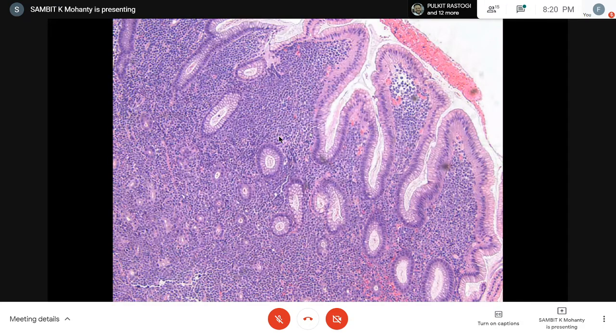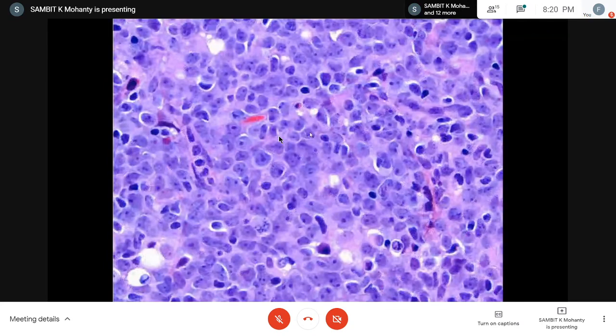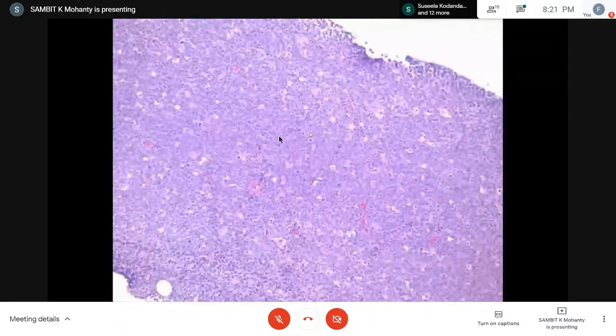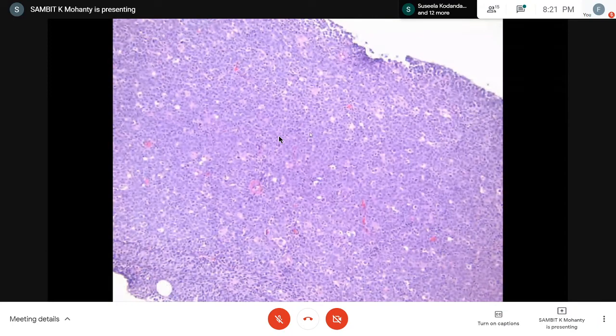And this is easy. So we have a lymphoid infiltrate. They look fairly monomorphic. They have multiple nucleoli, big cells, monotonous, ugly, with nuclear membrane irregularity. And this is another focus. This is another area.